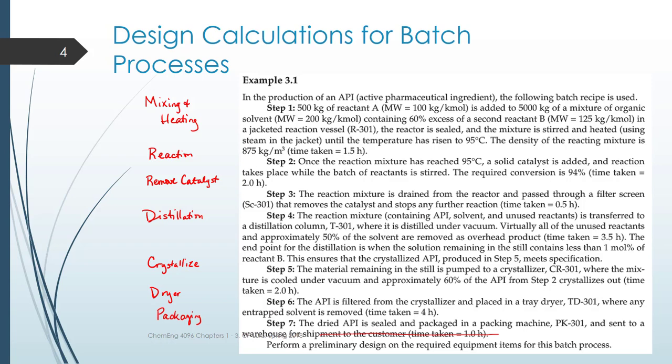Next, we have the distillation step. The reaction mixture, which at this point contains this API product, the solvent, and any of our unused reactants, is going to be transferred now to a distillation column. It's going to be distilled under vacuum. Virtually all of the unused reactants and about 50% of the solvent will be removed as overhead product in roughly 3.5 hours, and the end point for the distillation is when the solution remaining in the still contains less than 1 mole% of reactant B. This will ensure that the crystallized product produced in this step 5 meets your specifications.